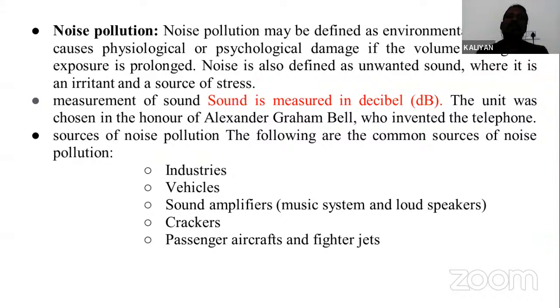And next is noise pollution. Noise pollution is environmental noise that causes physiological and psychological damage if the volume is high or exposure is prolonged. Noise is also unwanted sound, which is a source of stress. Measurement of sound is in decibels. So what are the common sources of noise pollution? Sound we measure by the decibel unit. Common sources of noise pollution are industries, vehicles, sound amplifiers, crackers, passenger aircraft, and fighter jets.